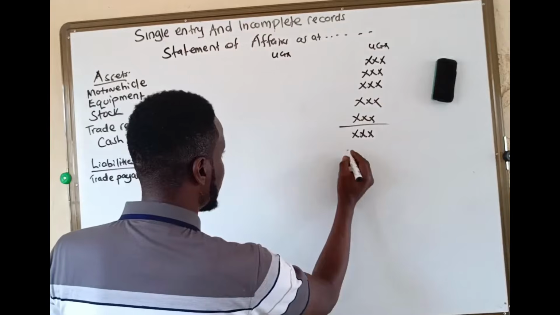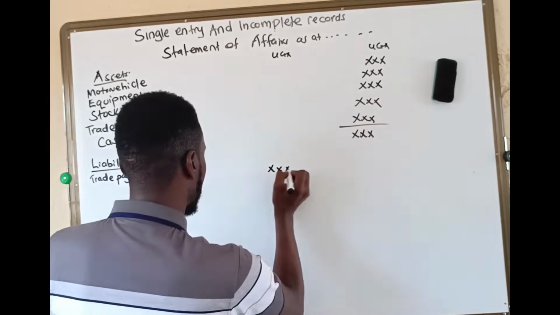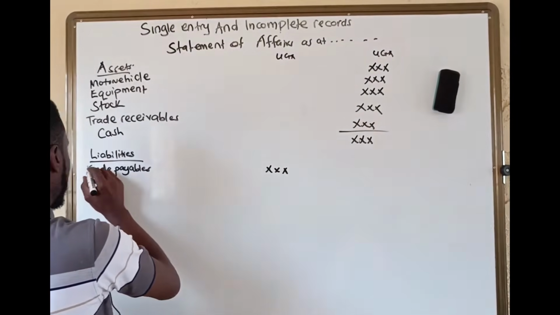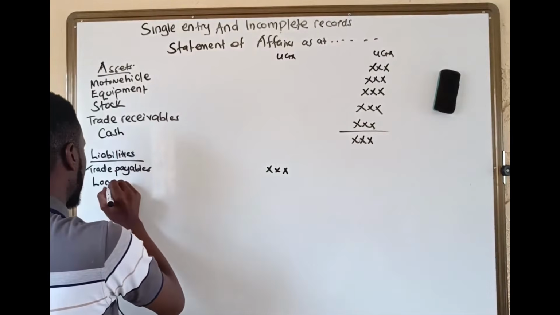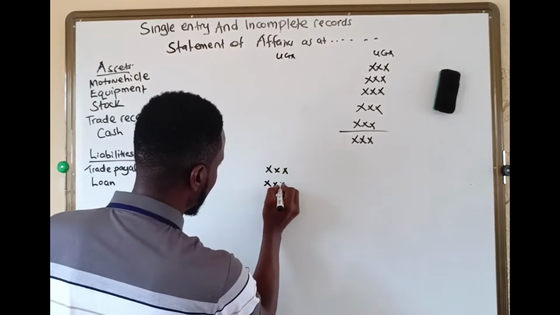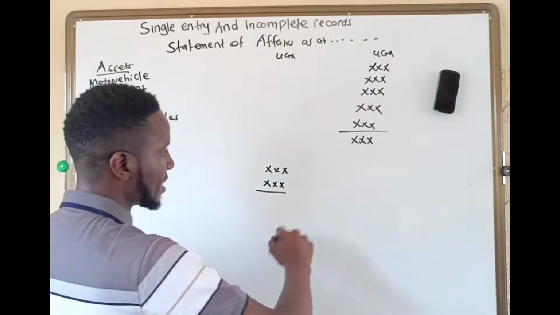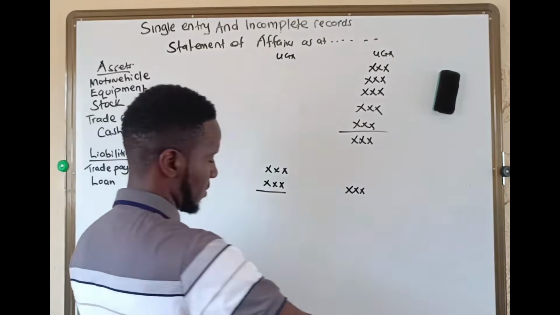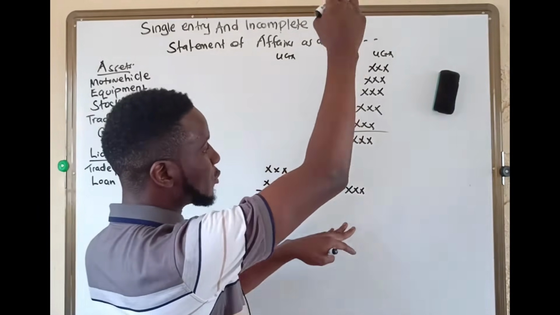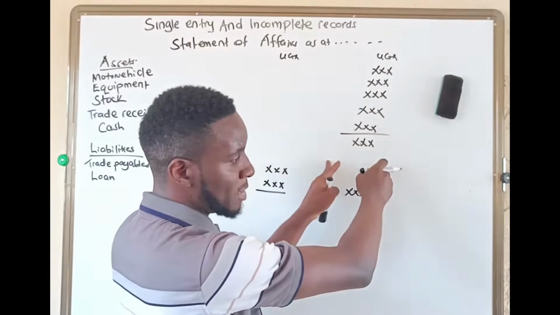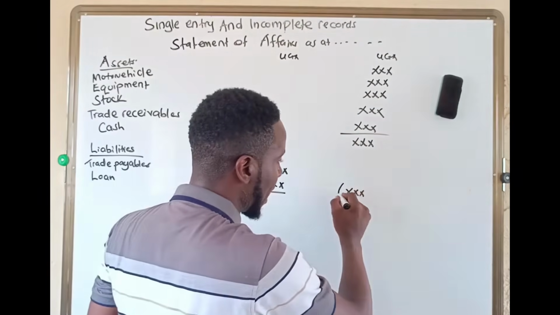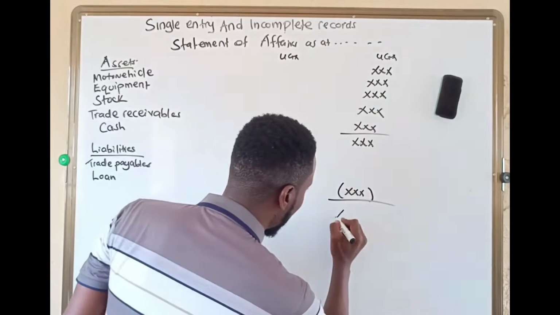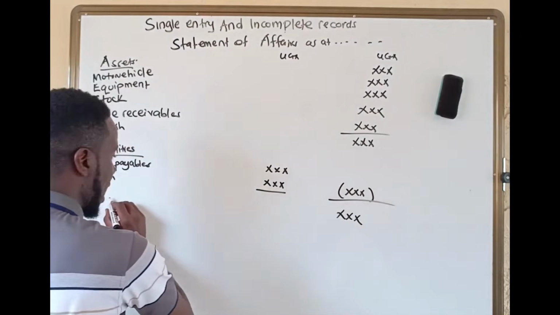Our trade payables, we bring them here. We can have something like, let me say, loan. We bring it here. Let me take those. So we take the value. Then we are going to subtract our total liabilities from the total assets at the start of the year. Then what we shall get here is what we shall call our capital.